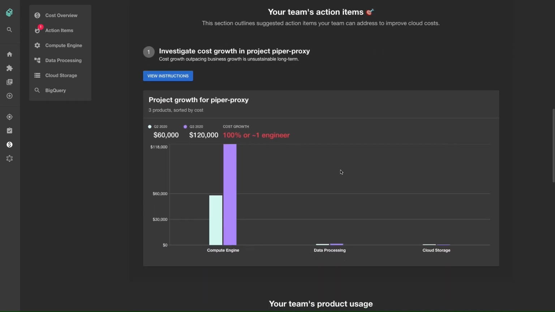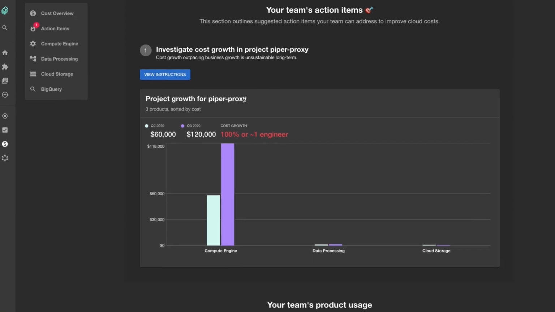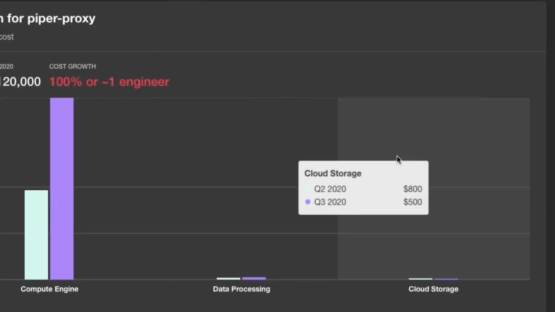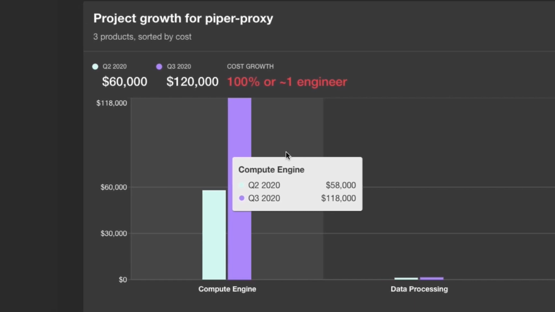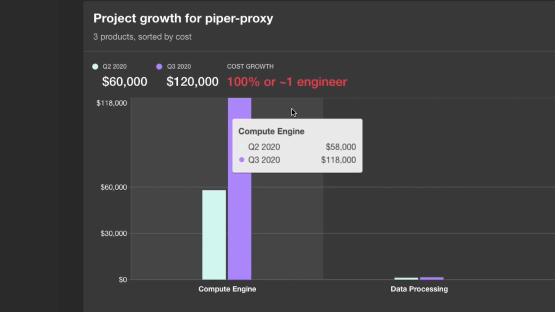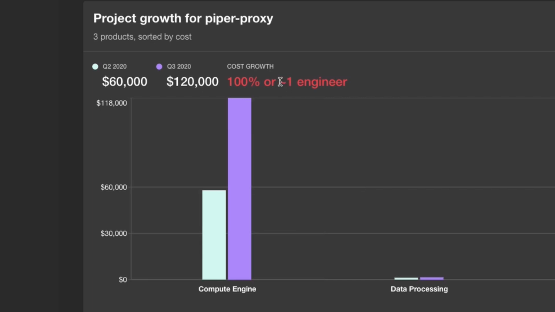In this case, a certain project has spiked up in cost over the last quarter. To help troubleshoot the cause, we show the quarter-over-quarter cost change for each cloud product. Compute engine costs are clearly where we should look here. Graphs are great, but another way we make costs more tangible is to make the numbers more relatable. So here we show the growth in cost is equal to about one engineer.